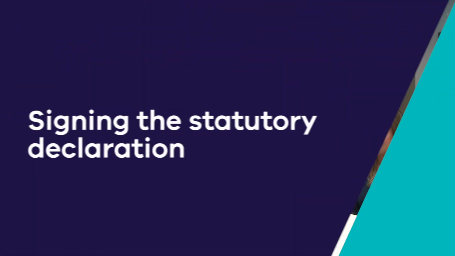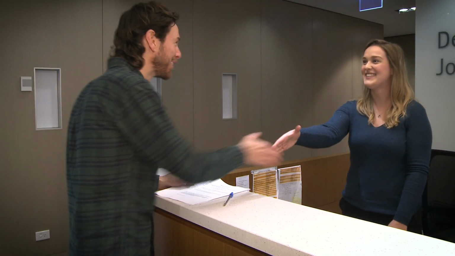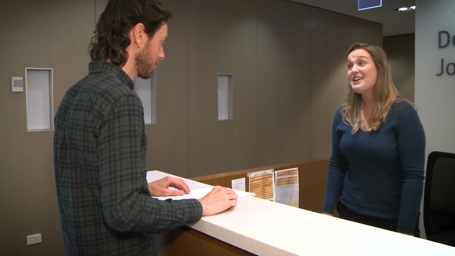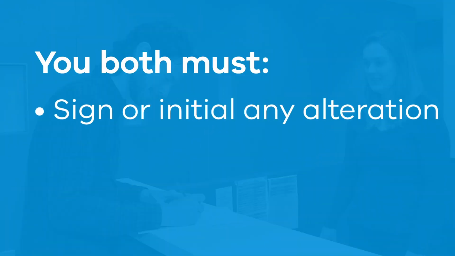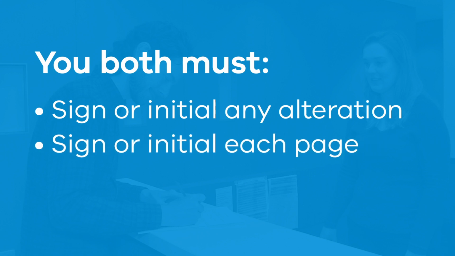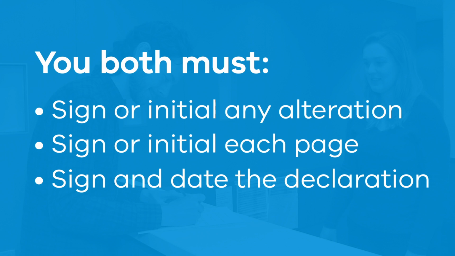Visit an authorised statutory declaration witness. A list of people who can witness statutory declarations can be found at justice.vic.gov.au. In each other's presence, you must both sign or initial any alteration to the statutory declaration, sign or initial each page, and sign and date the statutory declaration.